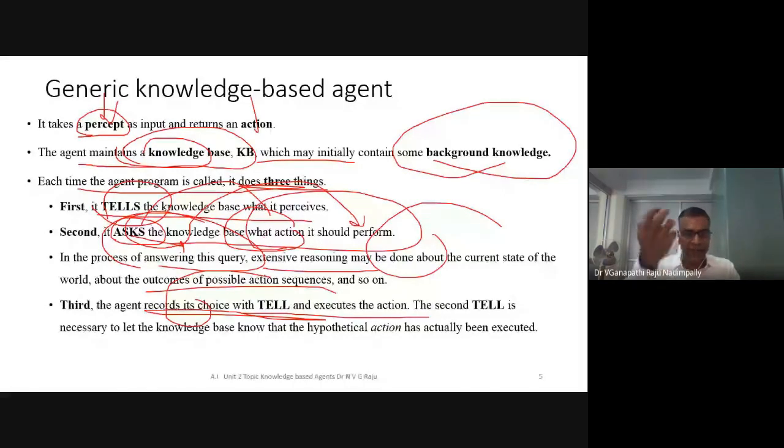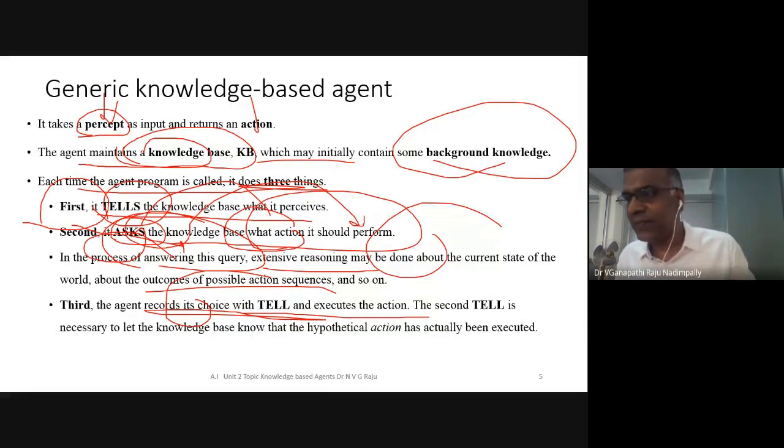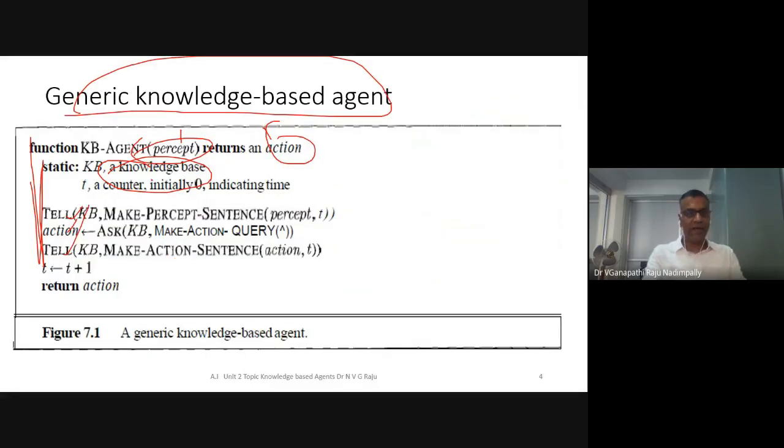The first point is, the agent takes the inputs, and those inputs are given to the knowledge base. The knowledge base will run some sort of algorithms, and it is going to return some sort of actions. Will you agree? Same thing I have: tell, action, tell. Slowly we'll discuss this.